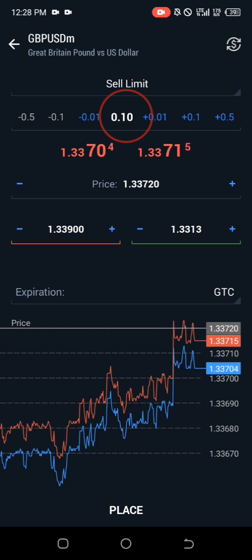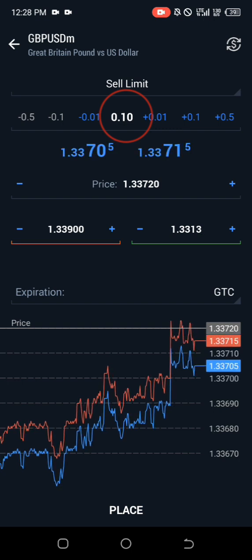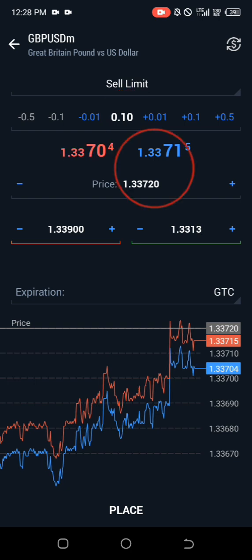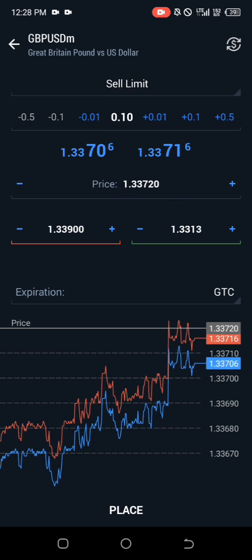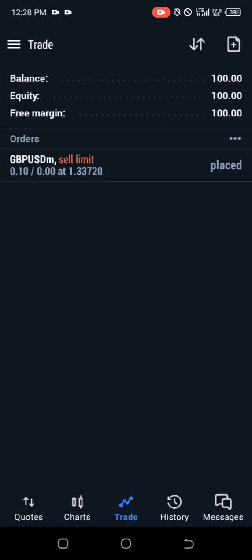So now everything is correct. Let's place this trade. You can see the market is already near our entry. You can see 1.337. Our entry is 1.3372, and it is 1.3371 already. So we should enter this trade very soon. So now we have placed the trade. Our trade has been placed successfully.